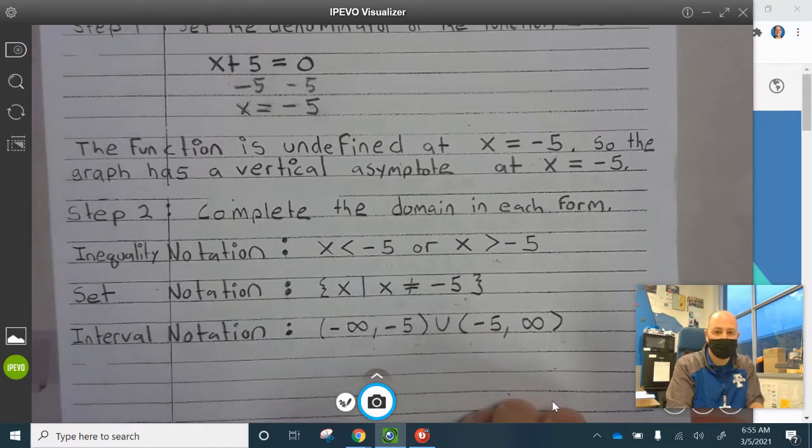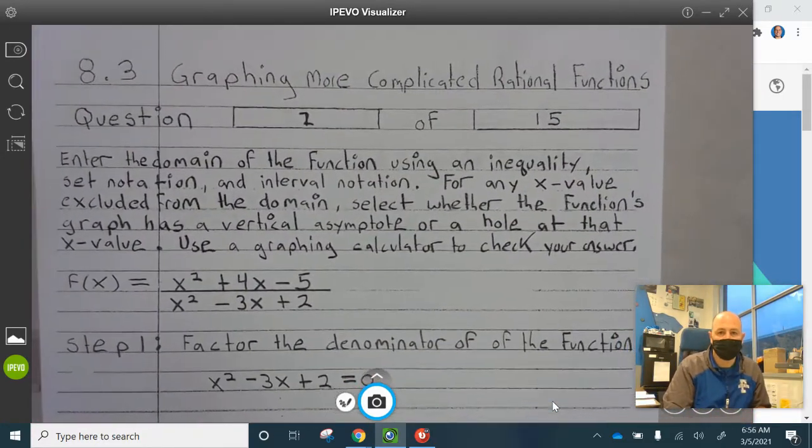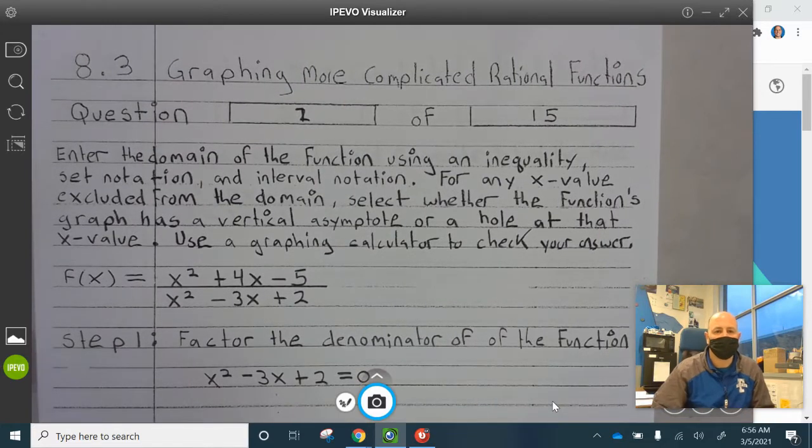All right, let's take a look at question 2. Enter the domain of the function using inequality, set notation, and interval notation. For any x value excluded from the domain, select whether the function's graph has a vertical asymptote or a hole at the x value. Use a graphing calculator to check your answer.